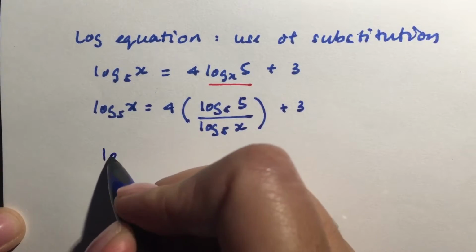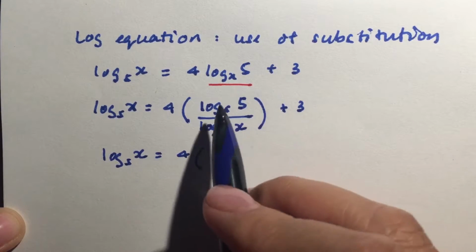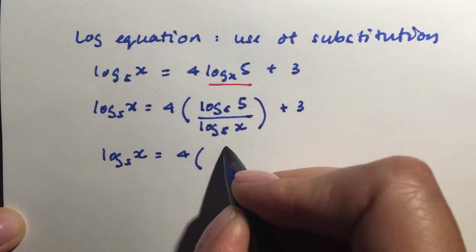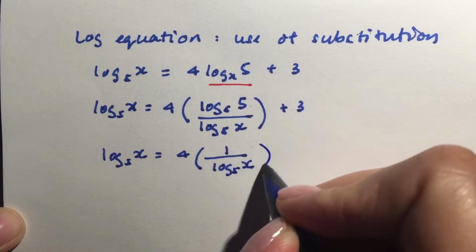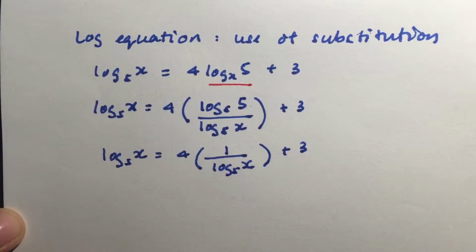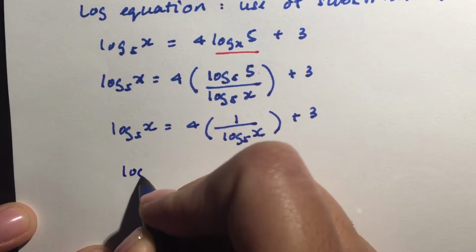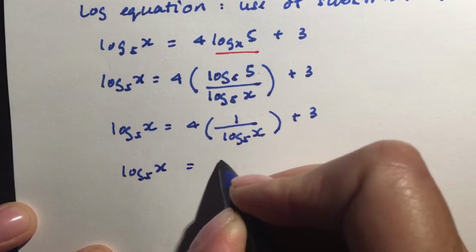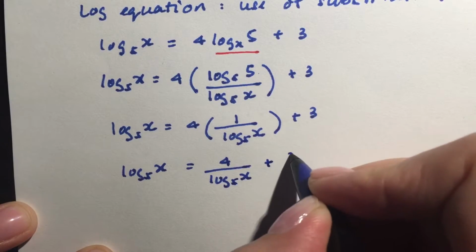And we are going to simplify this. Now, no change on the left hand side, 4 is still the same, but log 5 to the base 5 is actually 1. Right, so this is what we have, and we realize that we can actually write it as log x base 5 equals 4 over log x base 5 plus 3.